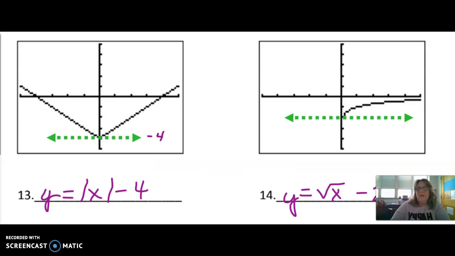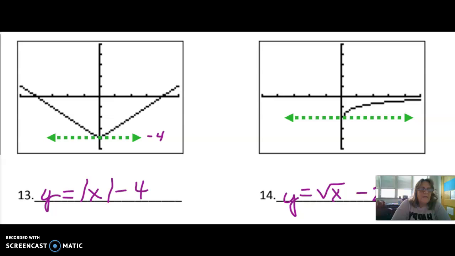For this one, number 13, it's an absolute value function. Hopefully you remember that because it's a V-shaped graph. The vertex of it is located at the origin, but it is shifted down 4 units. So you have it opening up. So it's just simply the absolute value of x, and then outside your absolute value sign, you should have -4.